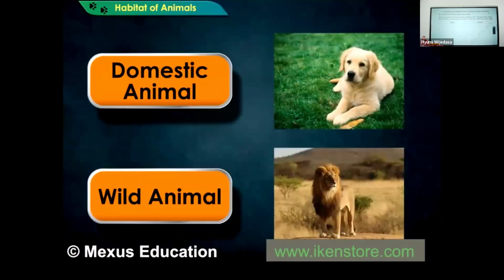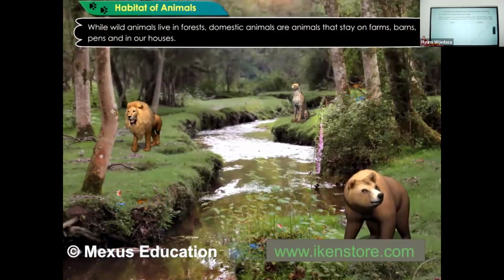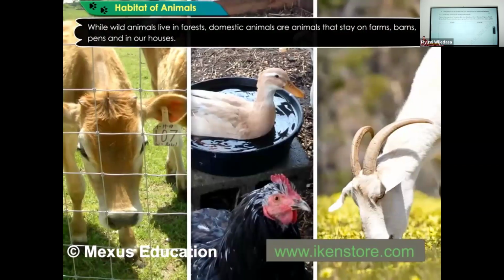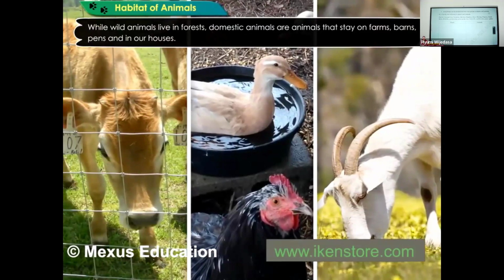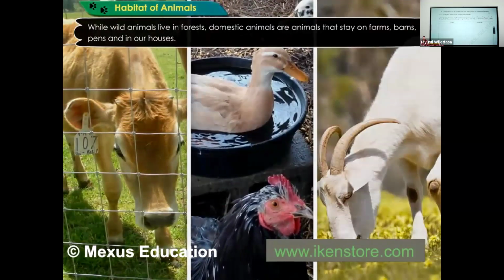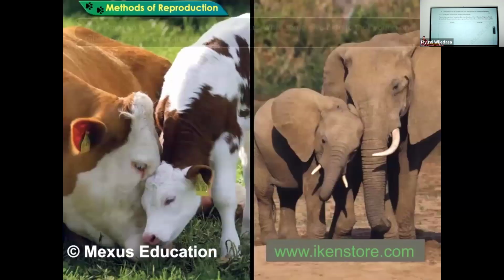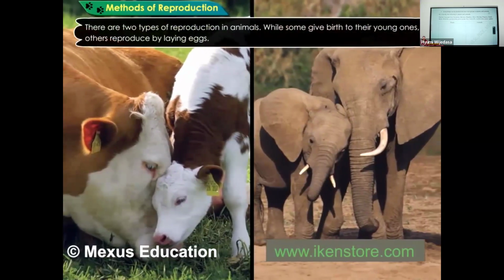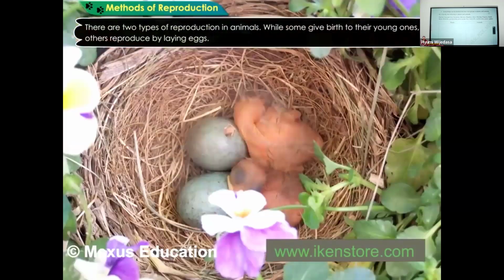Animals can also be divided into domestic and wild animals. While wild animals live in forests, domestic animals are animals that stay on farms, barns, pens, and in our houses. There are two types of reproduction in animals. While some give birth to their young ones, others reproduce by laying eggs.